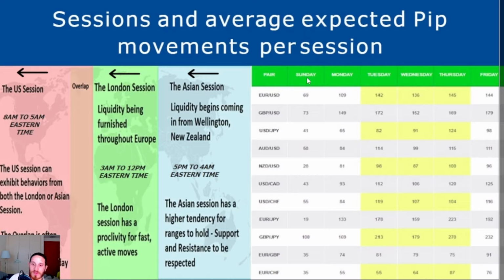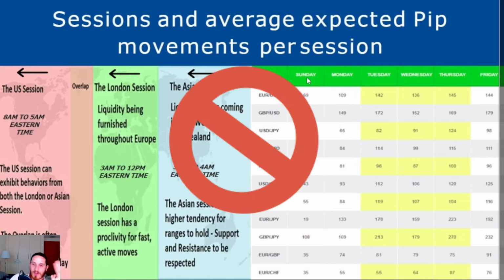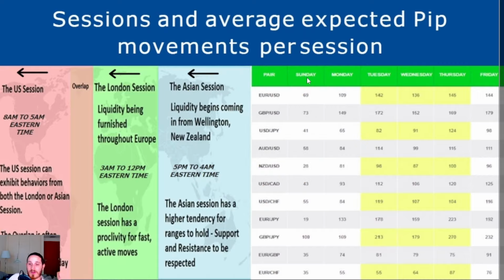When the market opens, don't trade at all. I would not recommend it. Monday you can do a bit of trading, but it's not that reliable. Friday is also not that reliable since banks and hedge funds are usually cashing out their positions.